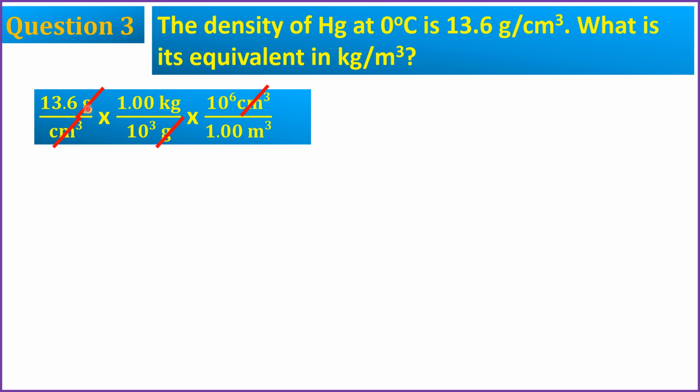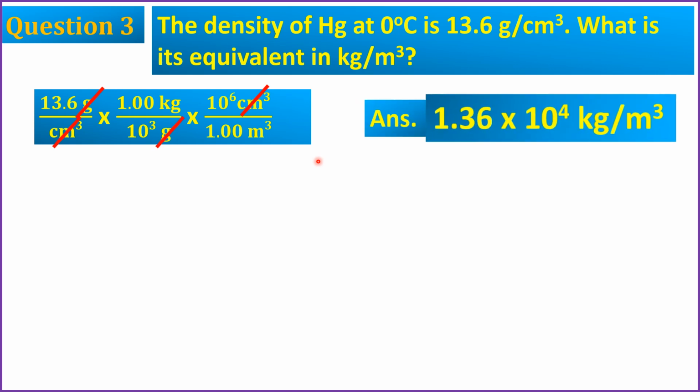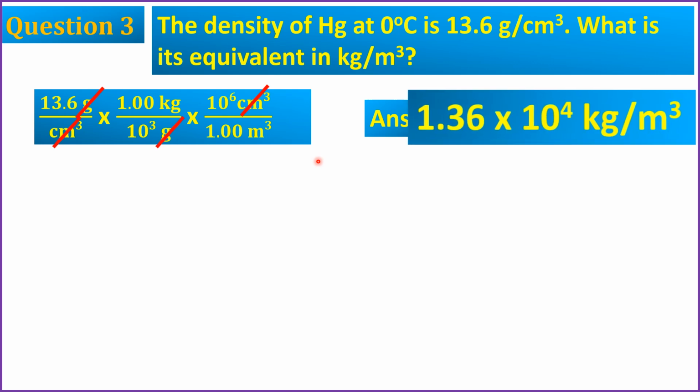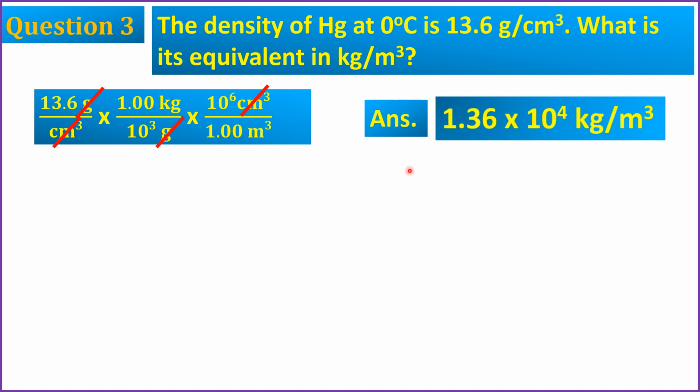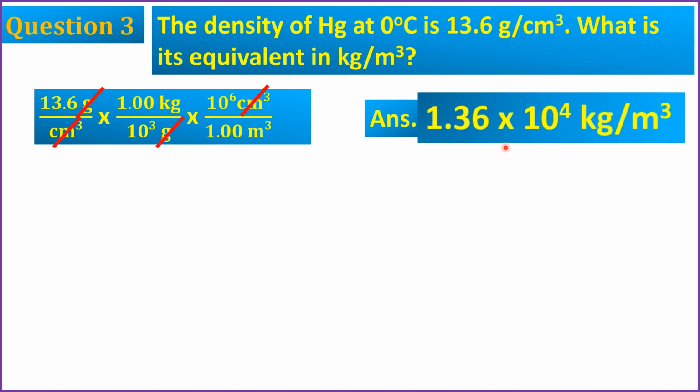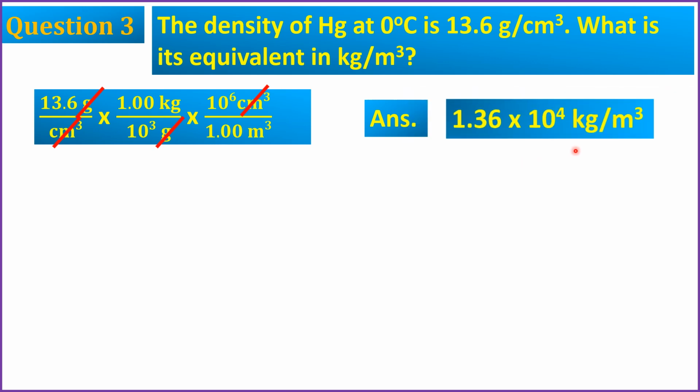So the unit grams cancels out as well as the unit centimeter cube. That means we'll be multiplying the quantities in the numerator, which is 13.6 times 1.00 times 10 to the 6, all over 10 to the third times 1.00, and our answer, to 3 significant figures, will be 1.36 times 10 to the 4th kilogram per meter cube.